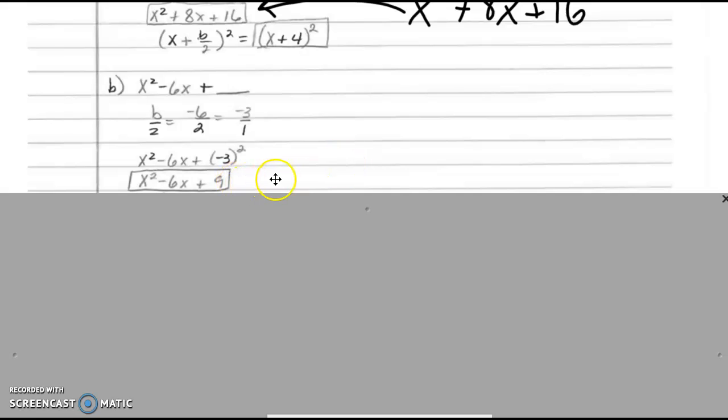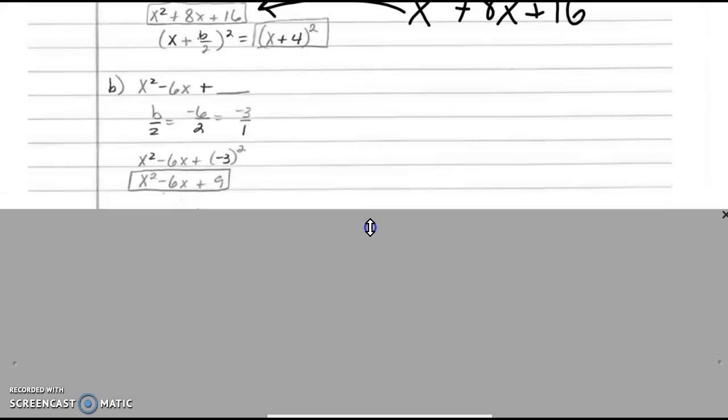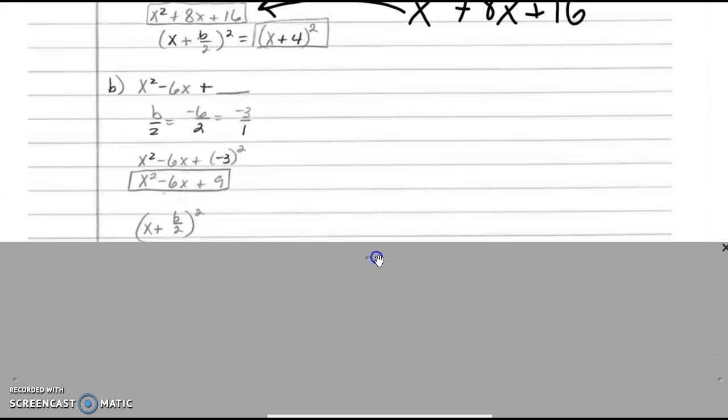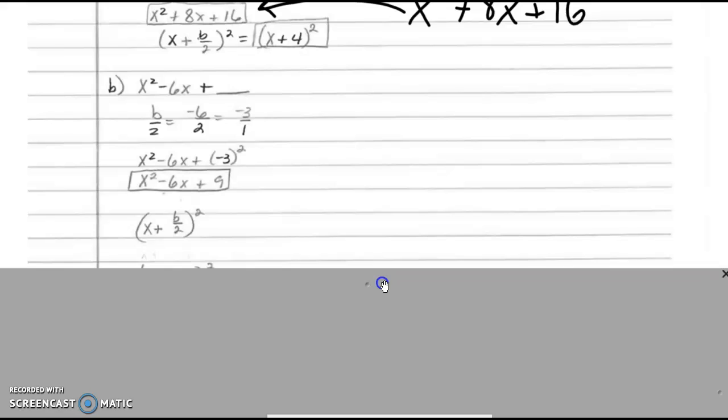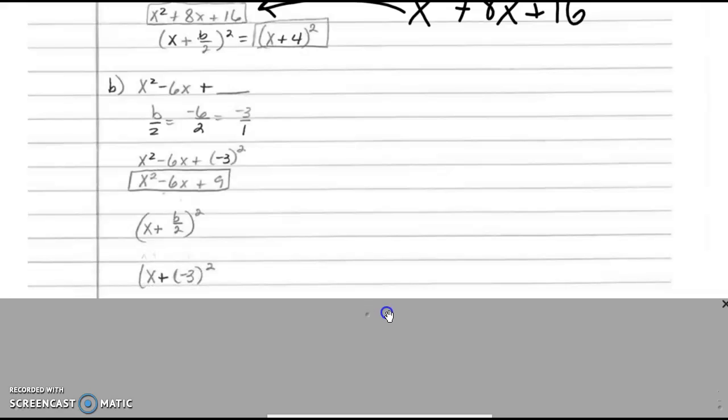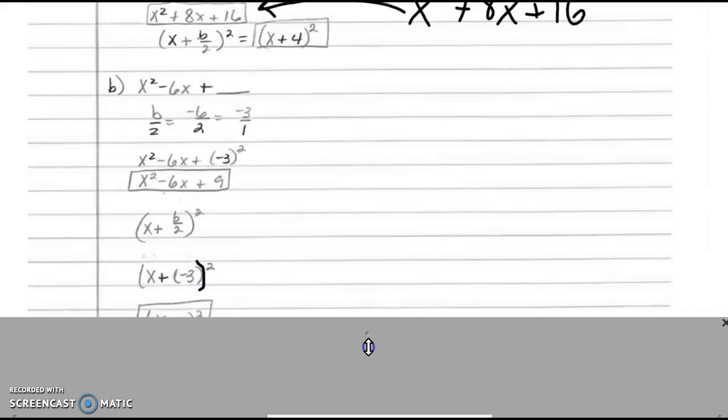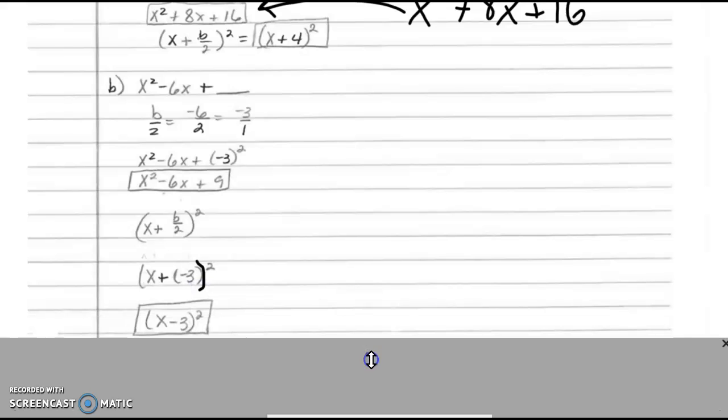And that can be rewritten, because we completed the square, as, remember, we're going to take x plus b over 2 and square it. And so that's, I left off a parenthesis here, x plus a negative 3, that quantity squared. And then that is actually x minus 3 squared.